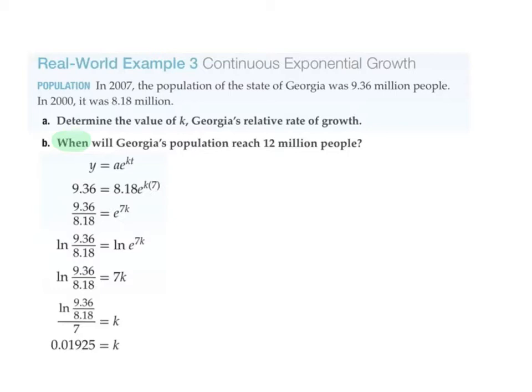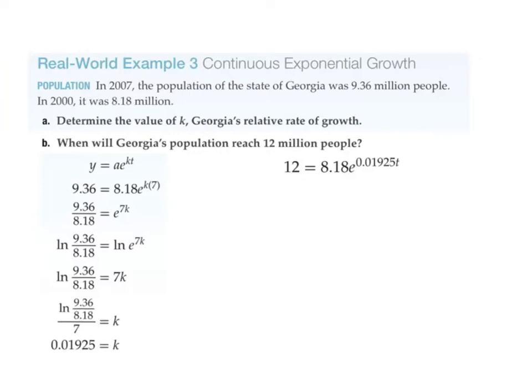Do I know what Y is? What's our ending amount? 12 million. What's our starting amount? 8.18 million. It's the same. And our K is right there. So we plug in. This is what we need to solve. So go ahead and solve that for T. And then when you finish, make sure you actually answer the question. And I will tell you, round to the nearest year. Round to the nearest year for T.